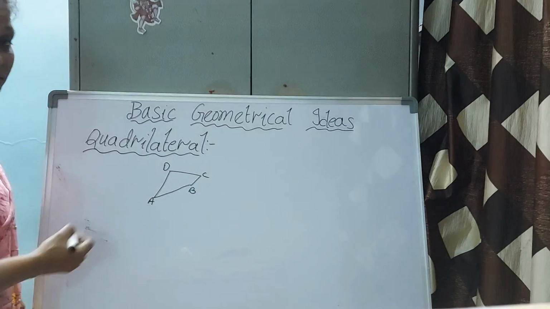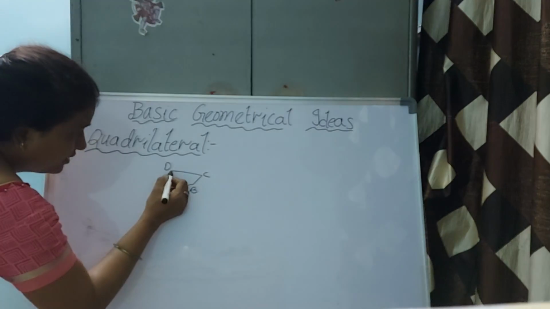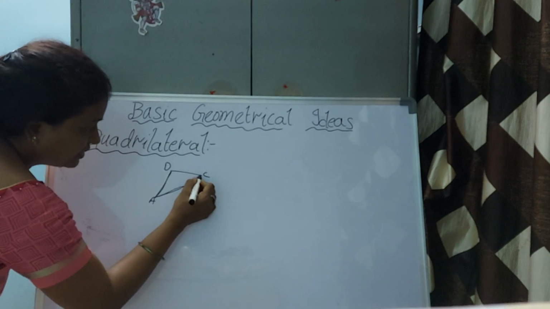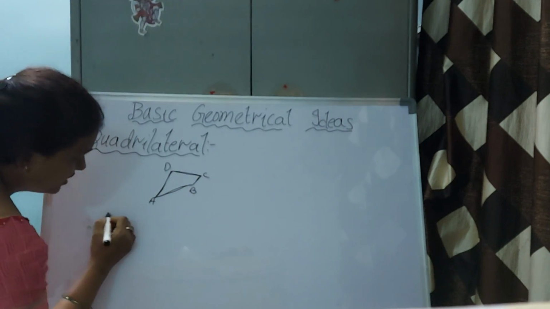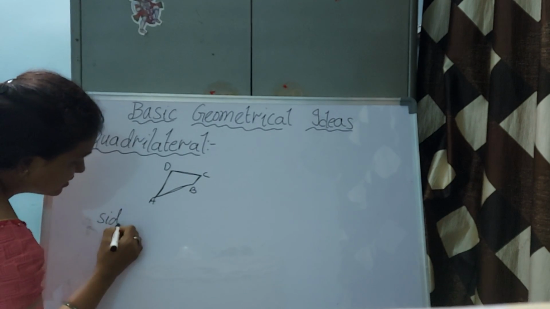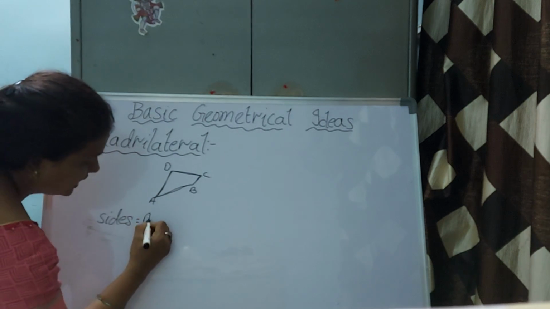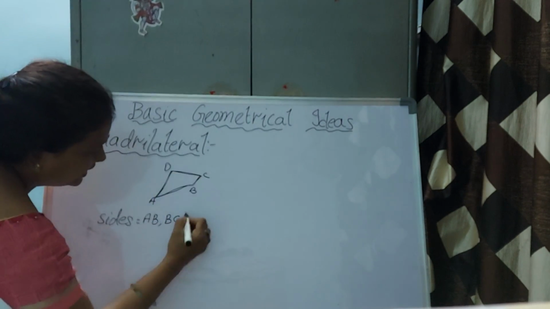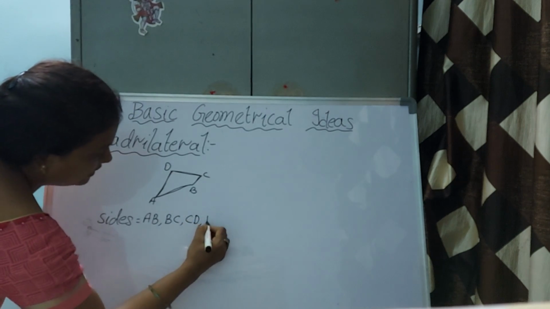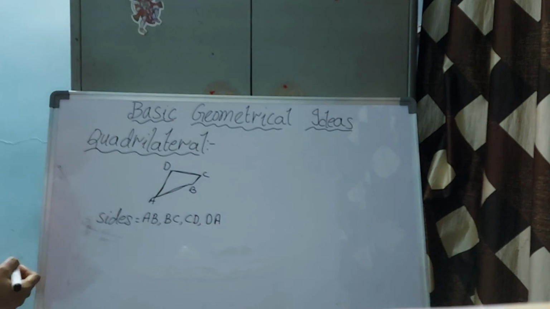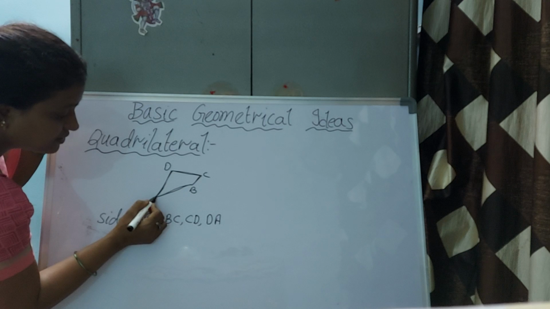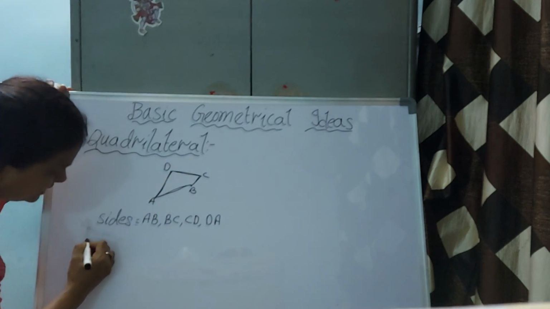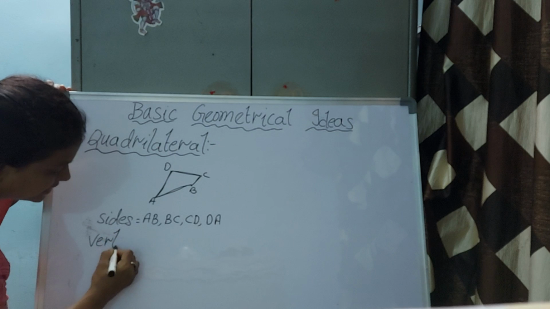What are the parts of this quadrilateral? First one is sides. These are the sides: AB side, BC side, CD side and DA side. What about the vertices? These corners we call vertices. A, B, C, D are the vertices.